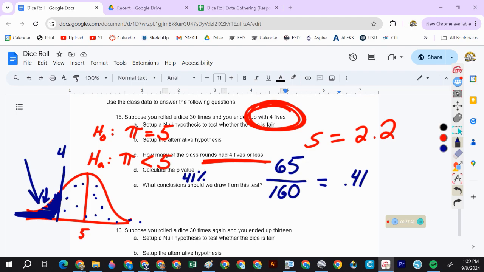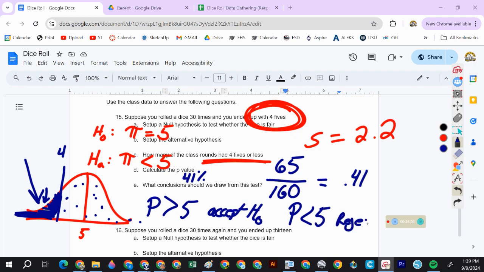We accept H naught. Why? So remember, when P is greater than 5%, we accept the null. When P is less than 5%, we reject the null. And that's a really weird way to do it. I understand. But that's how statisticians work. Okay?